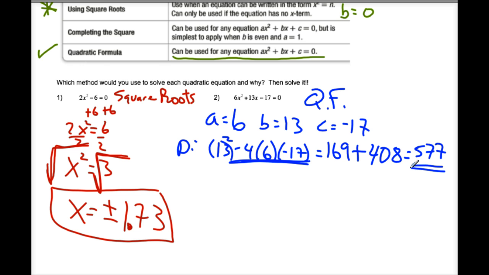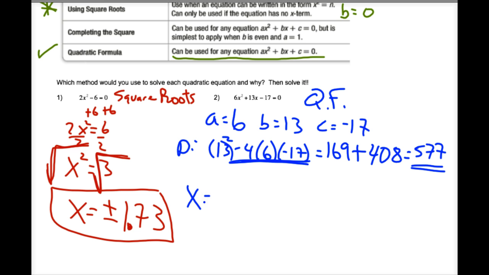So what does it mean when the discriminant is 577? What does that tell us? Why do we do that? Anybody? It tells us how many solutions there are. What does it mean, Nico? There are 2 solutions. Yeah, we know there's 2 real solutions.